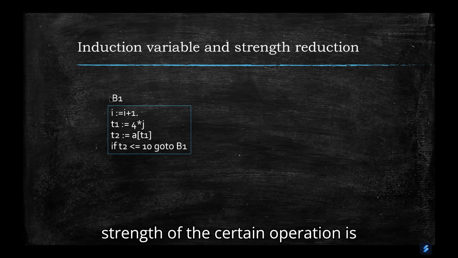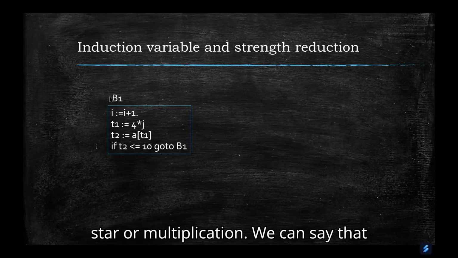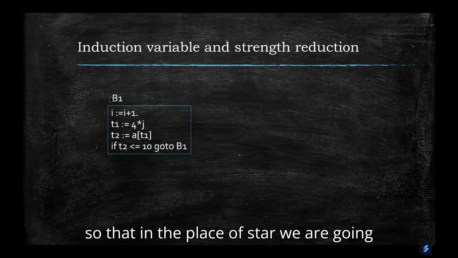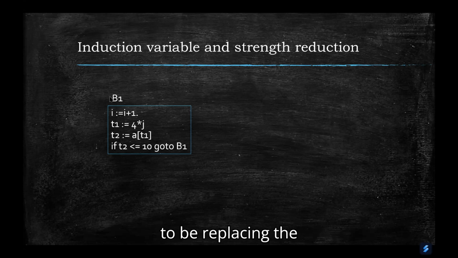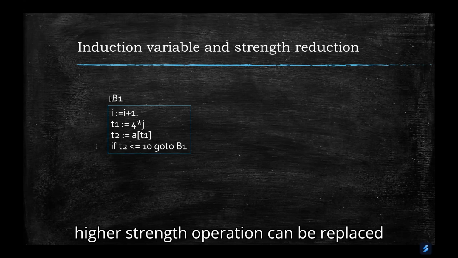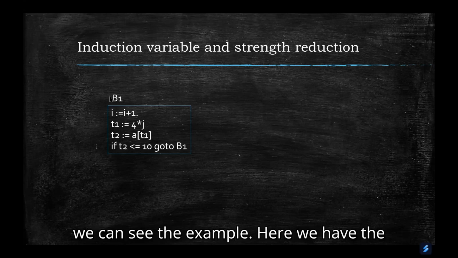The strength of certain operations is higher than others. That is, multiplication is higher than plus. So in the place of star, we are going to replace it with plus. So in the strength reduction technique, the higher strength operation can be replaced with a lower strength operation. Here we can see the example.